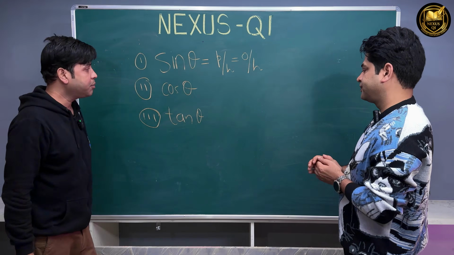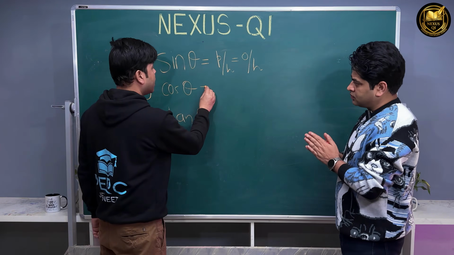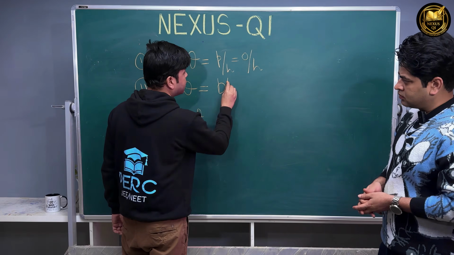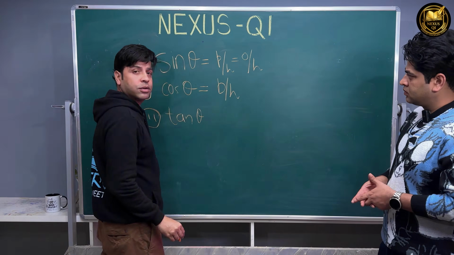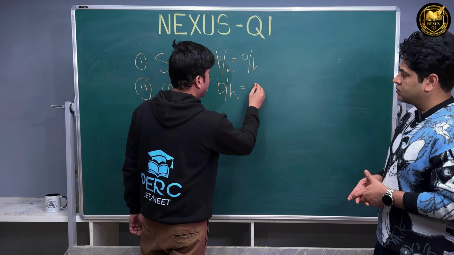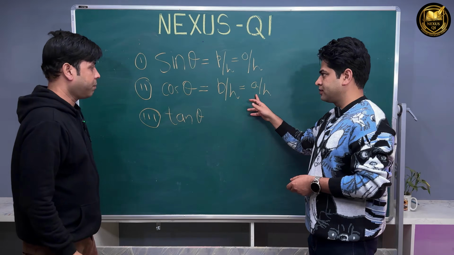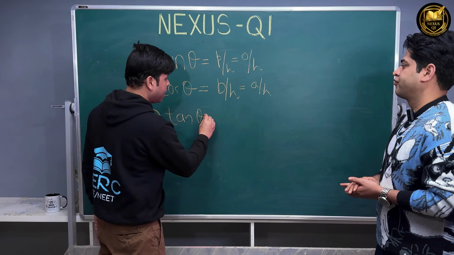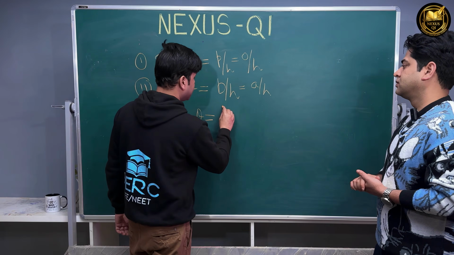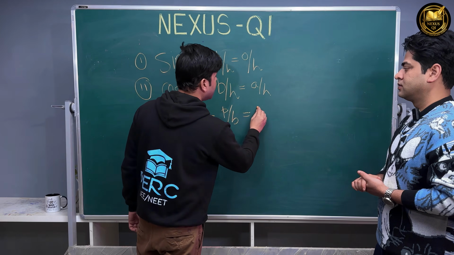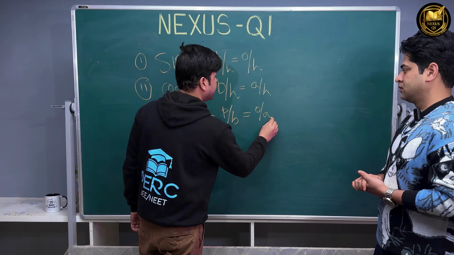Okay. Clear? Then next is cos theta, that is cos of angle theta. So cos of angle theta we call base by hypotenuse or adjacent by hypotenuse. Okay, base is called adjacent here. Next is tan theta. So tan of angle theta is nothing but the ratio of perpendicular by base, that is opposite by adjacent.